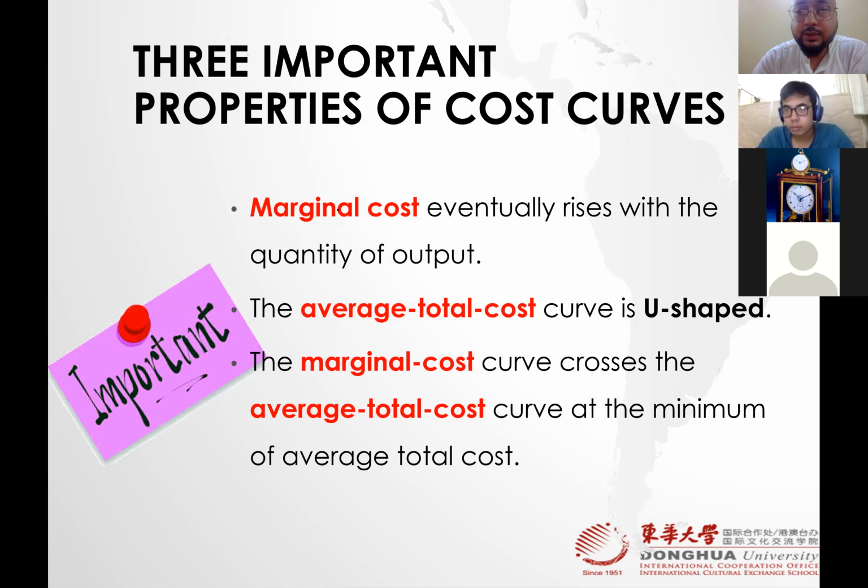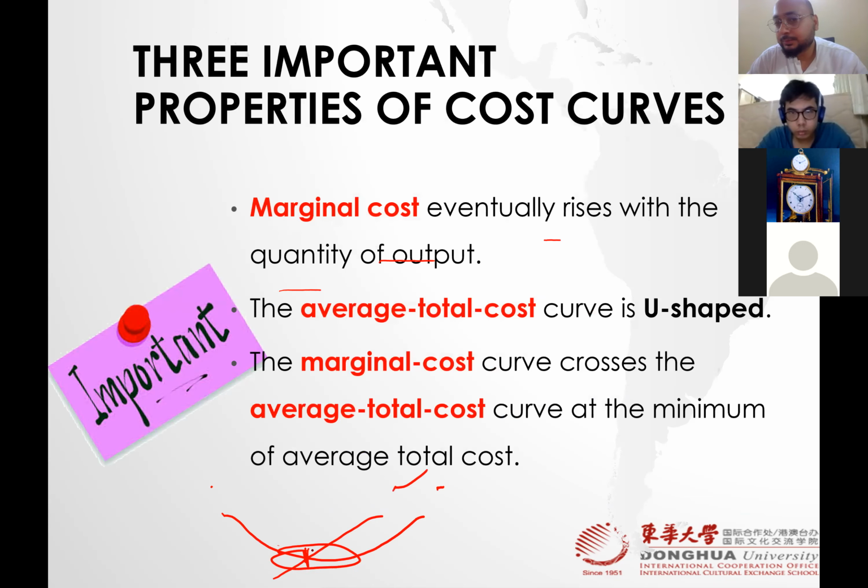So managerial cost rises with the level of output. If you look at the graph or the table in our previous slides, it rises. Average total cost is U-shaped. It decreases first and then starts increasing sharply. And the marginal cost curve crosses the average total cost at its minimum in this area, right?